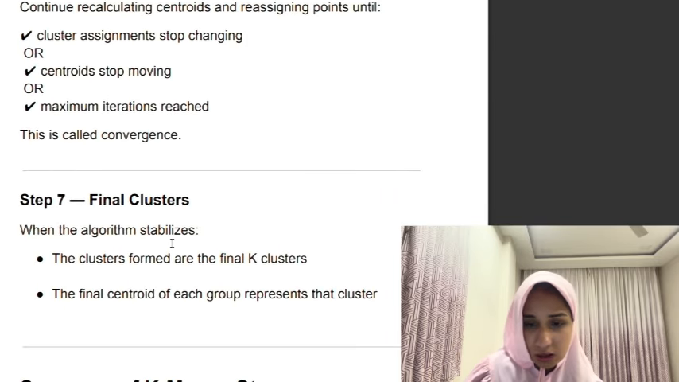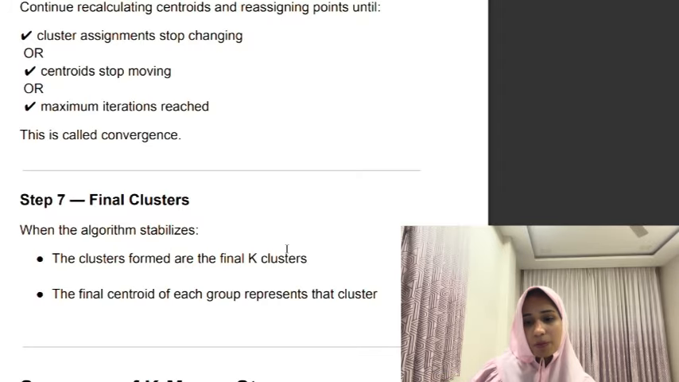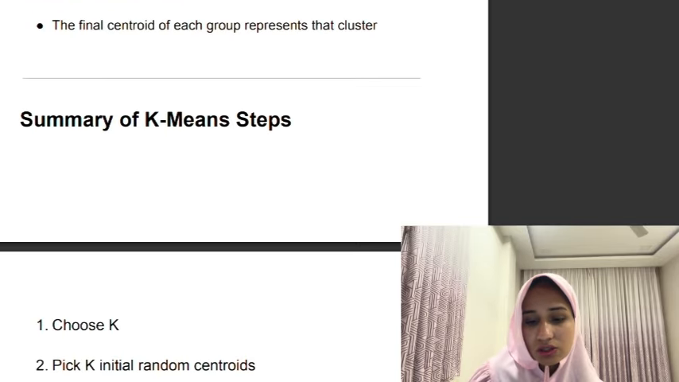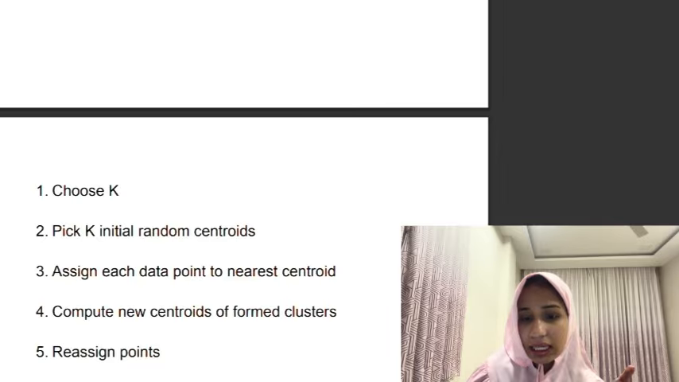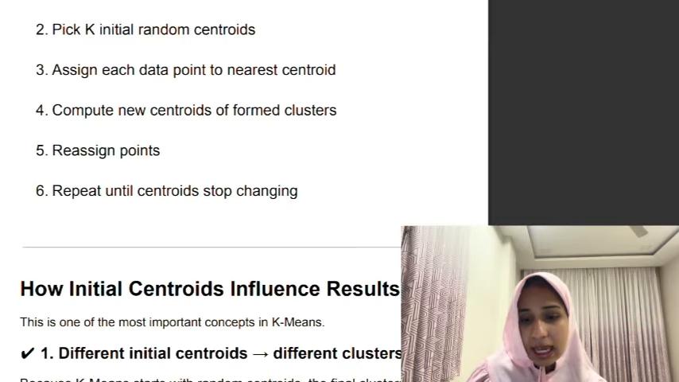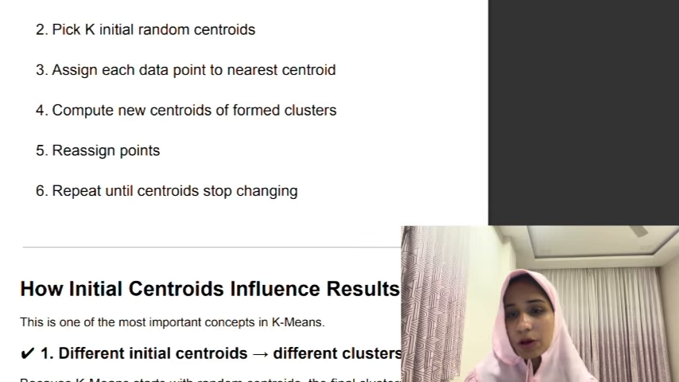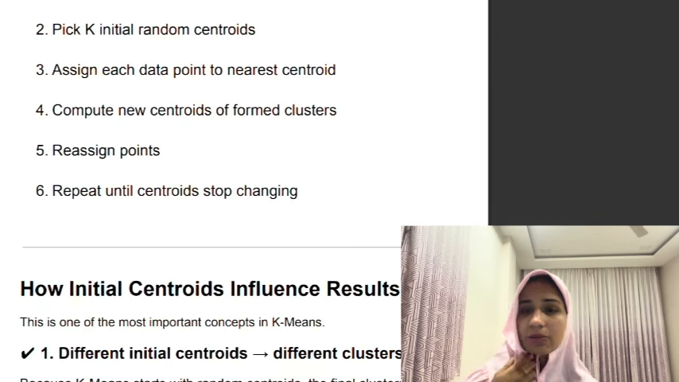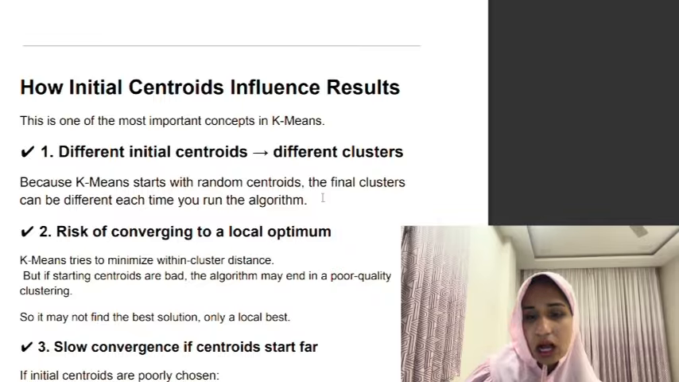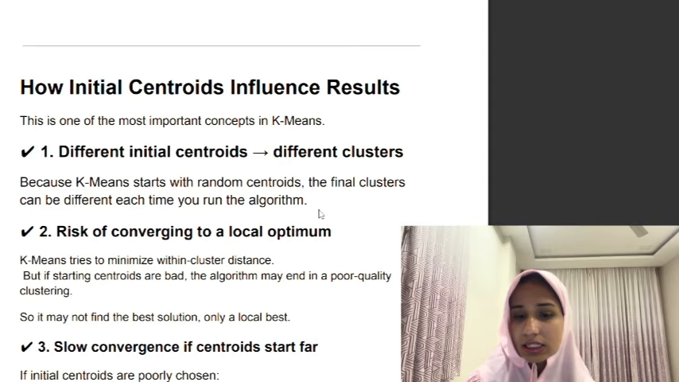Now, when the algorithm stabilizes, the clusters formed are the final k clusters, and the final centroids of each group represent that cluster. So, what is the summary? We'll choose k and pick k initial random centroids, assign each data point to the nearest centroid, and compute new centroids from the formed clusters. Reassign points. Repeat until centroids stop changing. So how do initial centroids influence results? This is the most important concept.